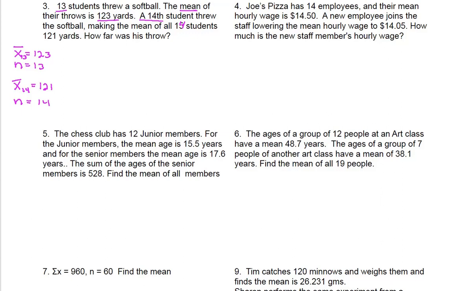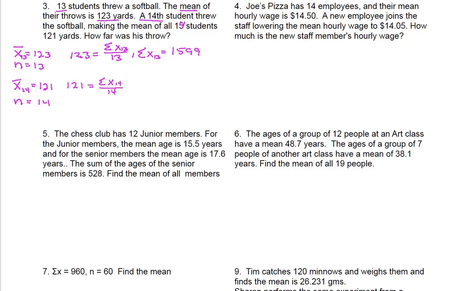Now I'm going to find the sum of all the x's for both of those. So if I take 123 equals the sum of the x's of the 13 divided by 13, if I multiply 13 times 123, it's going to tell me the sum of those x's. And that's going to be 1,599.